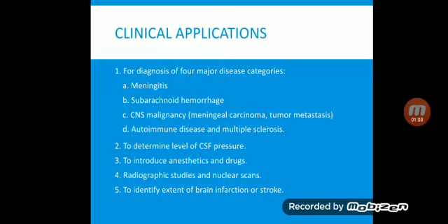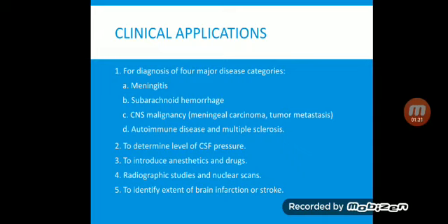What about clinical applications? CSF is used for diagnosis of four major disease categories: A. Meningitis, B. Subarachnoid hemorrhage, C. CNS malignancy, like meningeal carcinoma and tumor metastasis, and D. Autoimmune disease and multiple sclerosis.